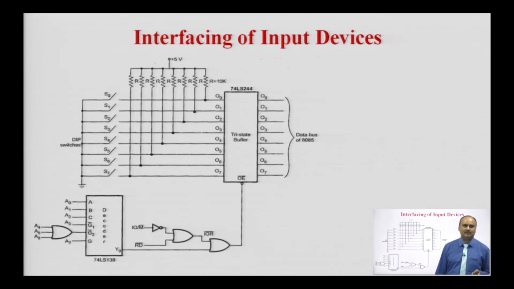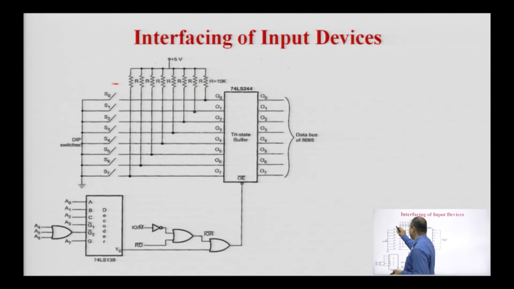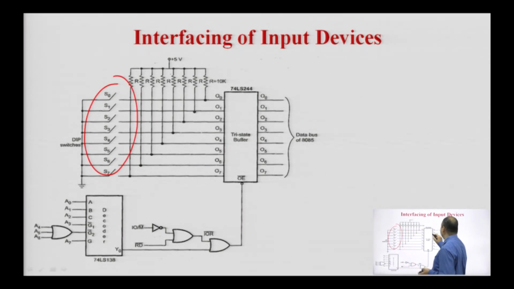Next is the interfacing of the input device. Here, the input devices, that is the switches S0 to S7, are connected. This is the input interfacing device, which is nothing but a tri-state buffer. With the help of the 74LS138 decoder logic, we need to generate the output enable signal. By applying the appropriate logic, the output enable signal gets generated. With the help of this output enable signal, the tri-state buffer gets enabled and it passes the information from input to output.